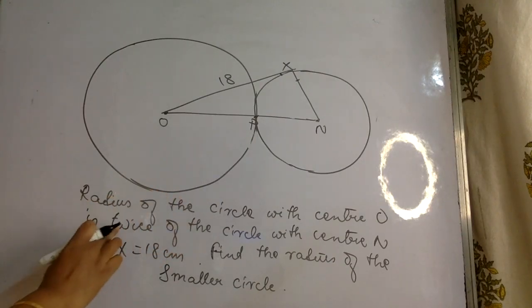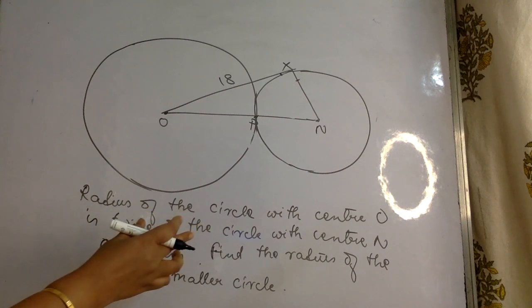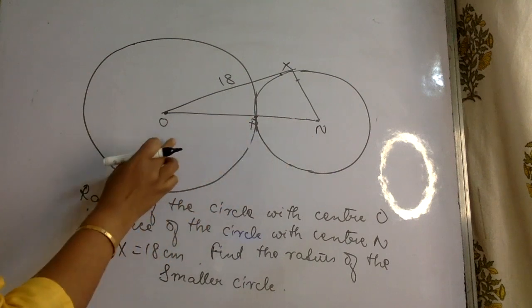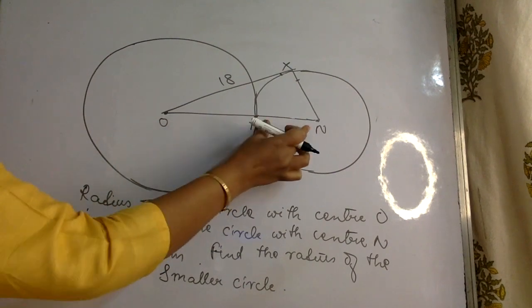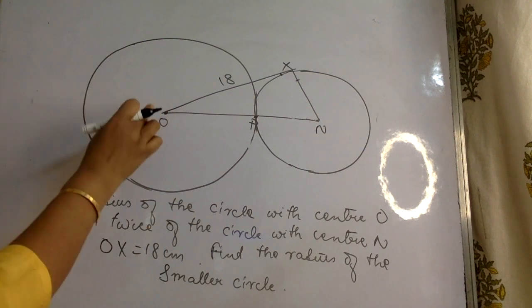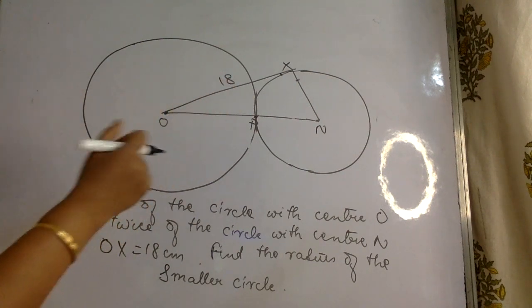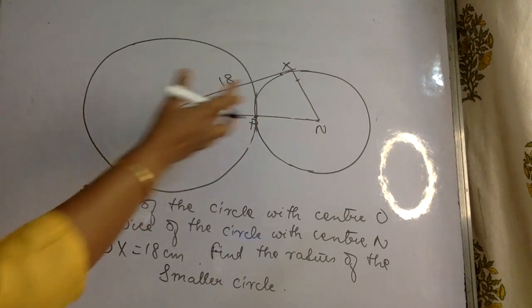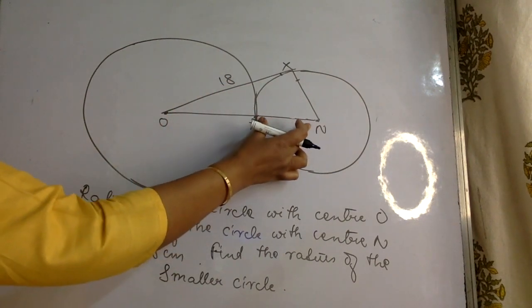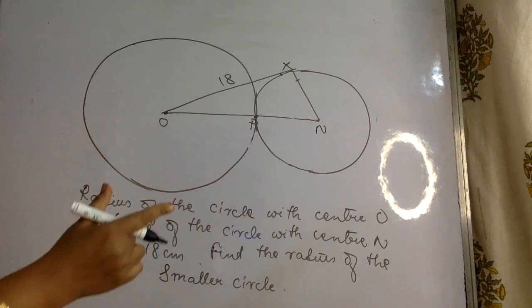The radius of the circle with center O is twice the one with the circle with center N. So here is one circle, here is another one. This radius has to be twice of this. OX is 18 centimeters, they have given us. OX is a tangent to the other circle, not to this circle. Now we have to find this length, that is the radius of the smaller circle.